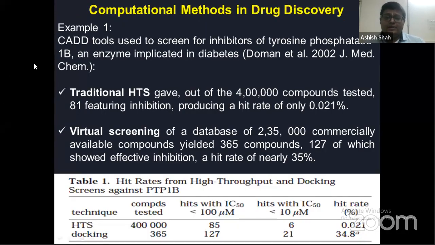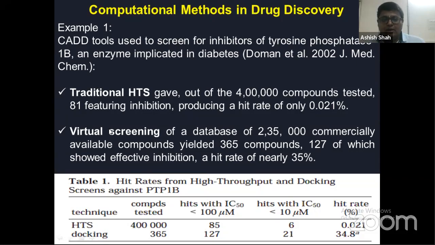Now, here you can see one case study. In traditional high throughput screening, they started with 4 lakh compounds. 4 lakh compounds were tested, and out of this, they only got 81. So the success ratio is around 0.021%.